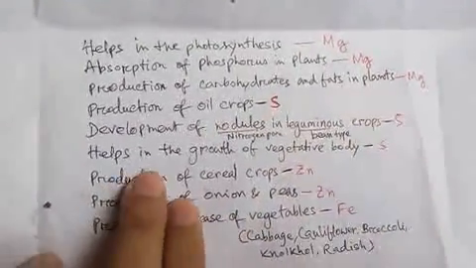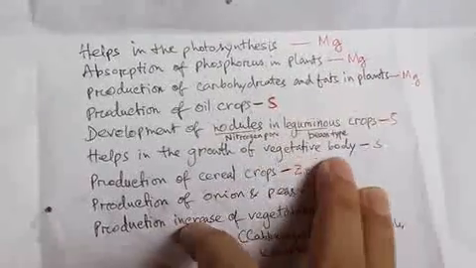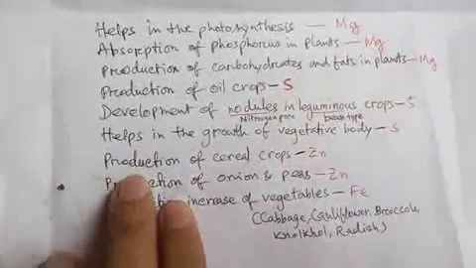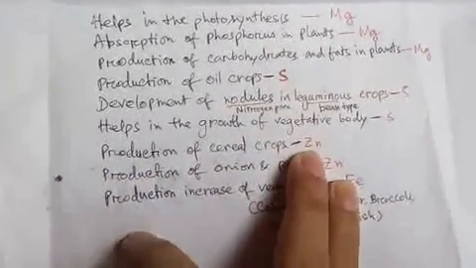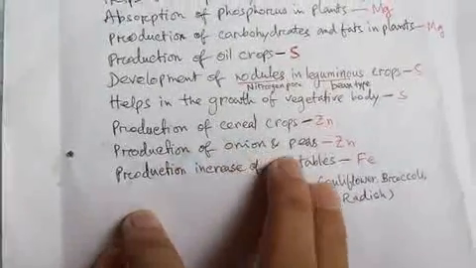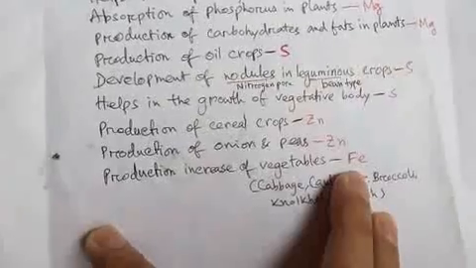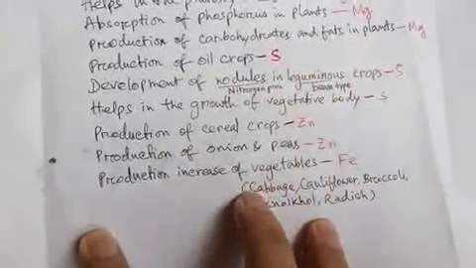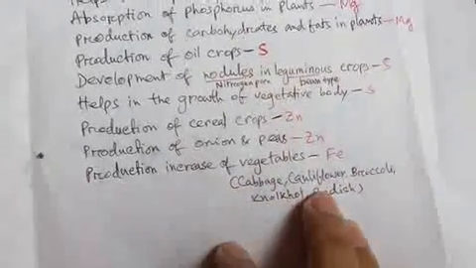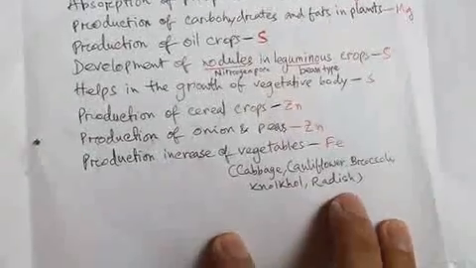Okay, helping the growth of the vegetative body is sulfur. Production of cereal crops, that is zinc, and production of onion and peas, zinc. Production increase of vegetables, also iron. So vegetables means these kinds of vegetables: cabbage, cauliflower, broccoli, kohlrabi, and radish.